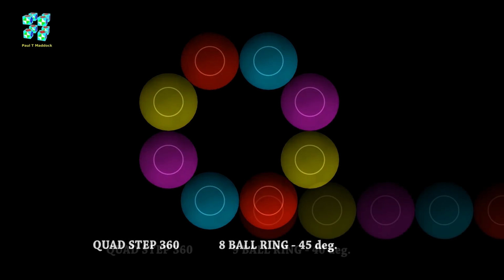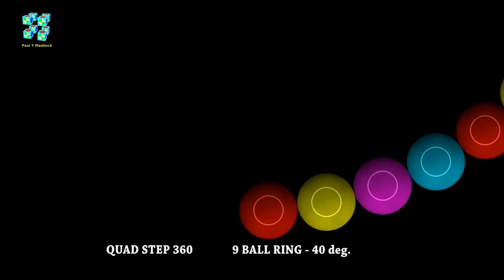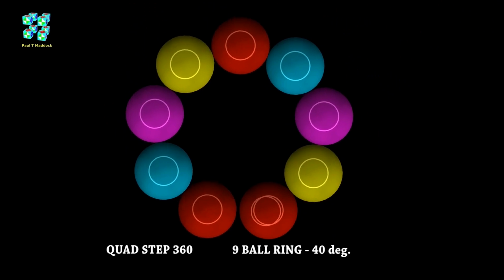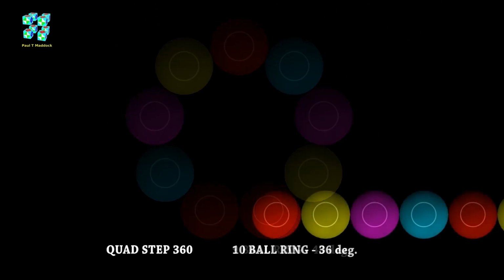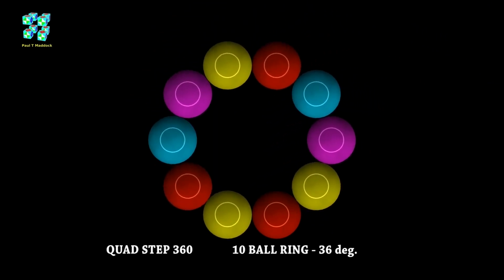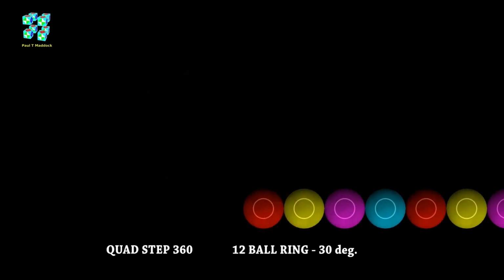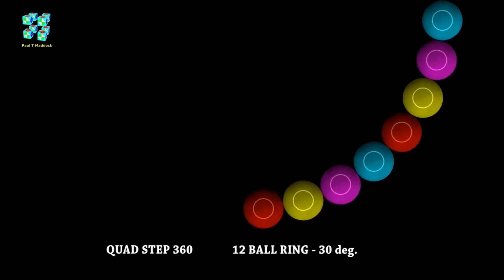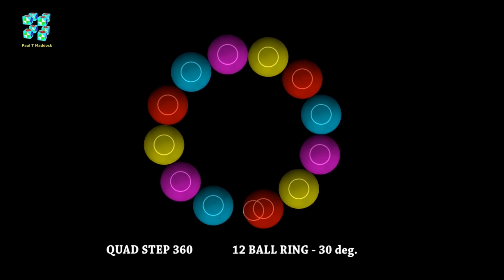Okay, the next one is going to be the 9 ball, and this is going to be 40 degrees. Okay, the next one is going to be a 10 ball, and this is 36 degrees, the same as B-DNA. Okay, I'm going to show you one more in this series. That'll be the 12 ball.